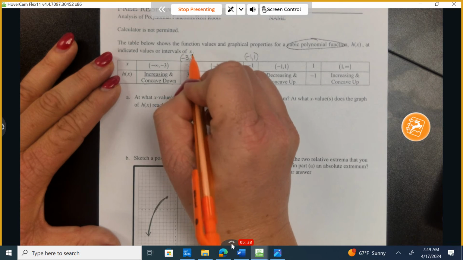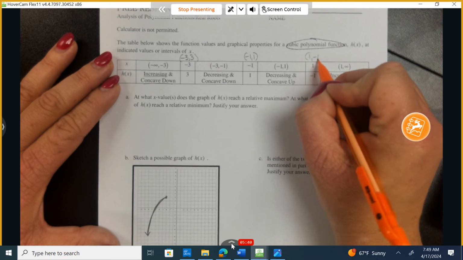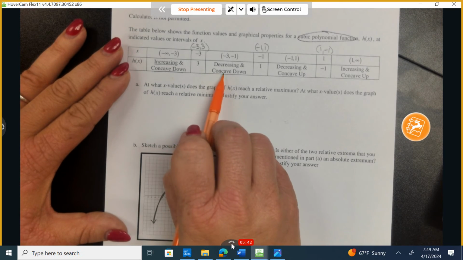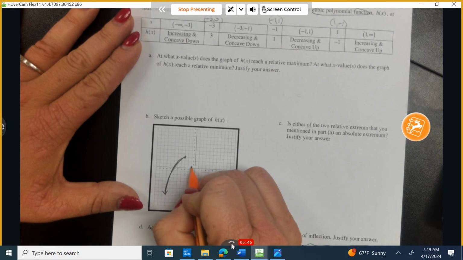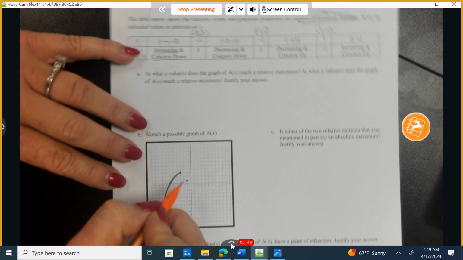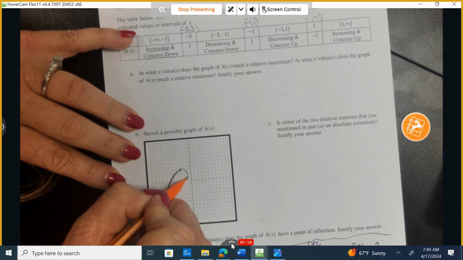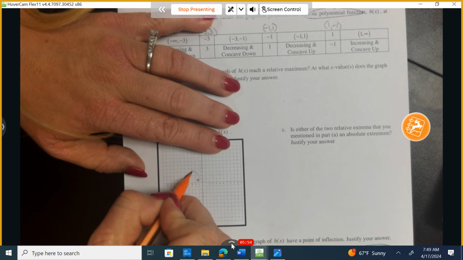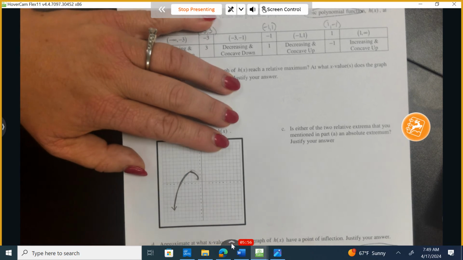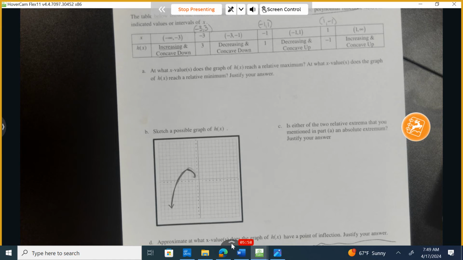There's your input, this is your output. So it's going to be concave down in a decreasing motion all the way to -1, 1. So what does concave down go? It's making this motion, concave down as it decreases.